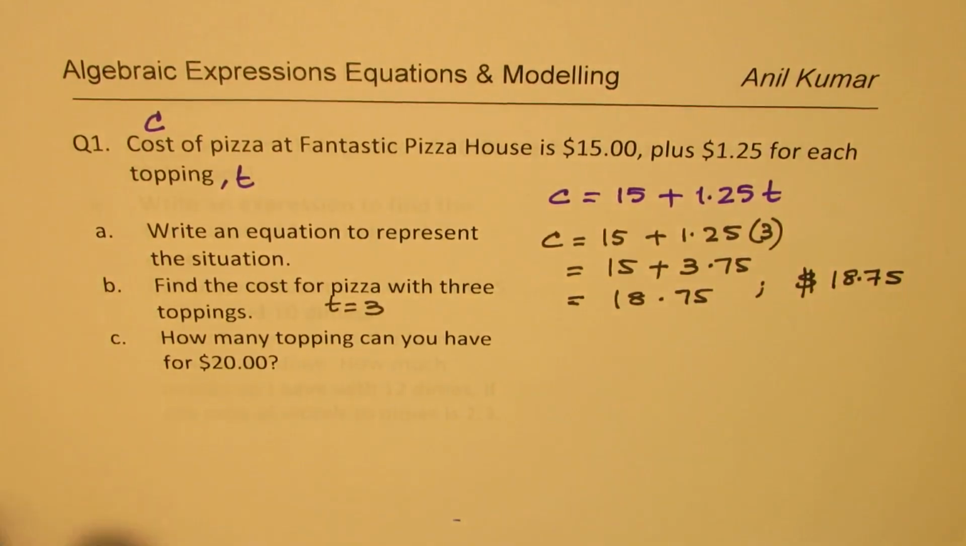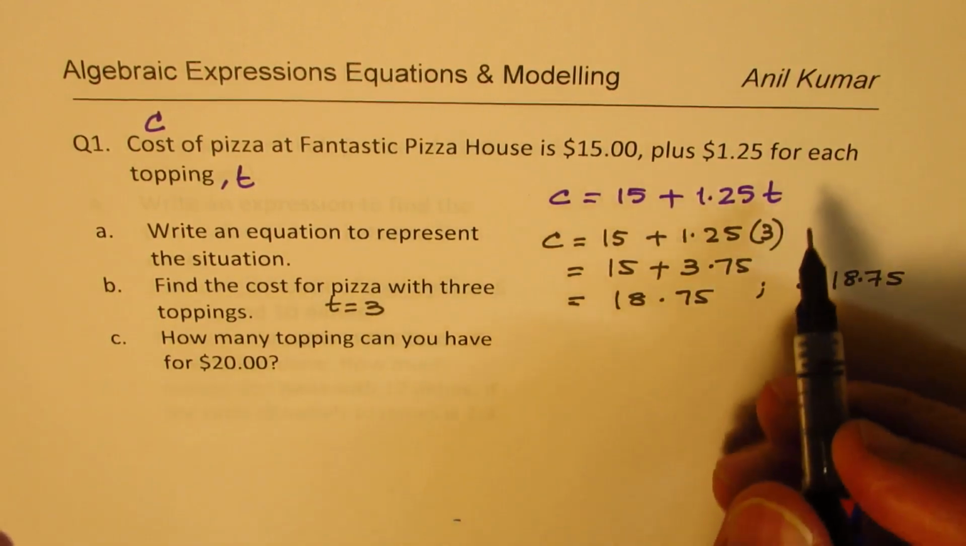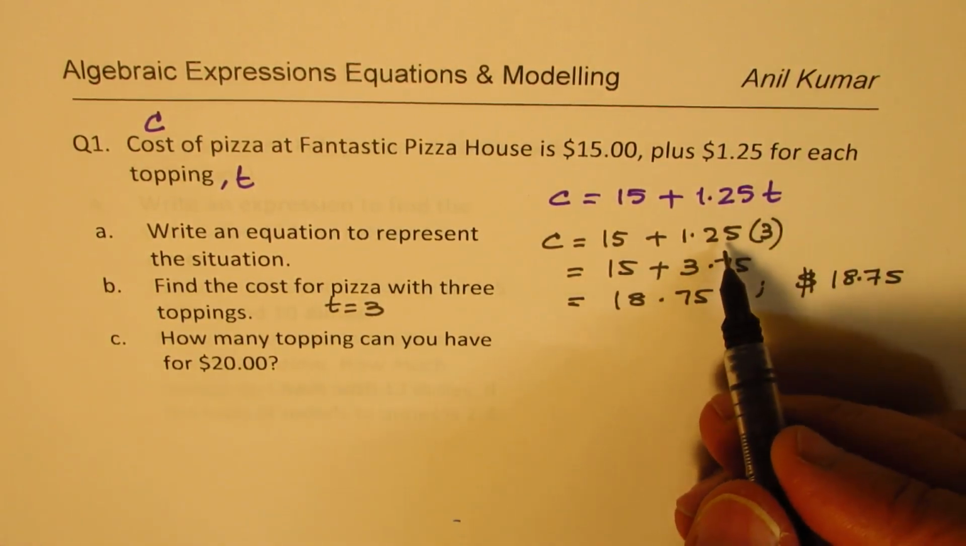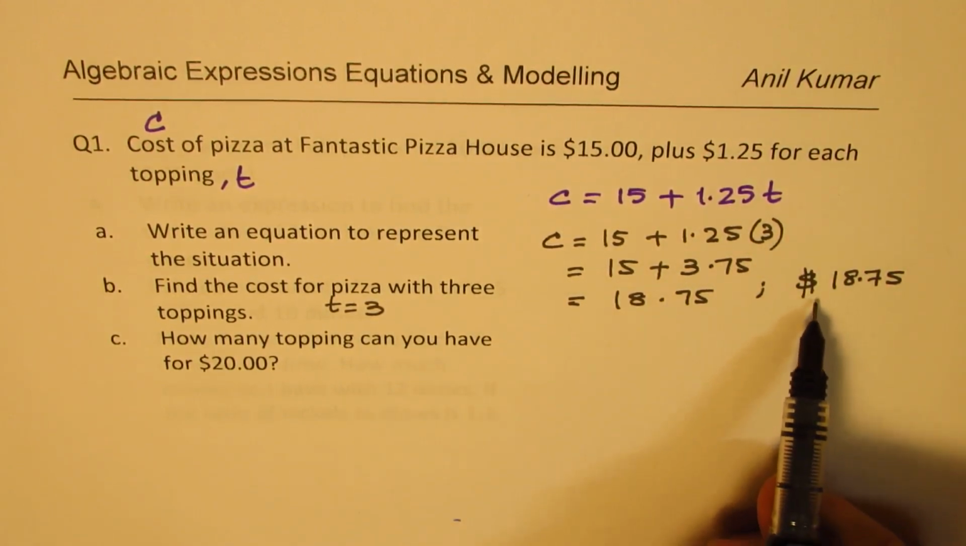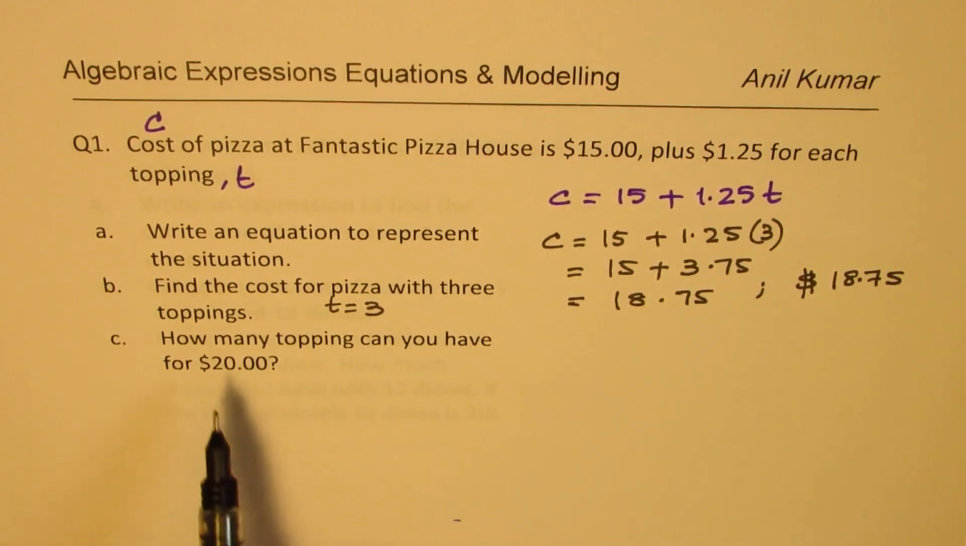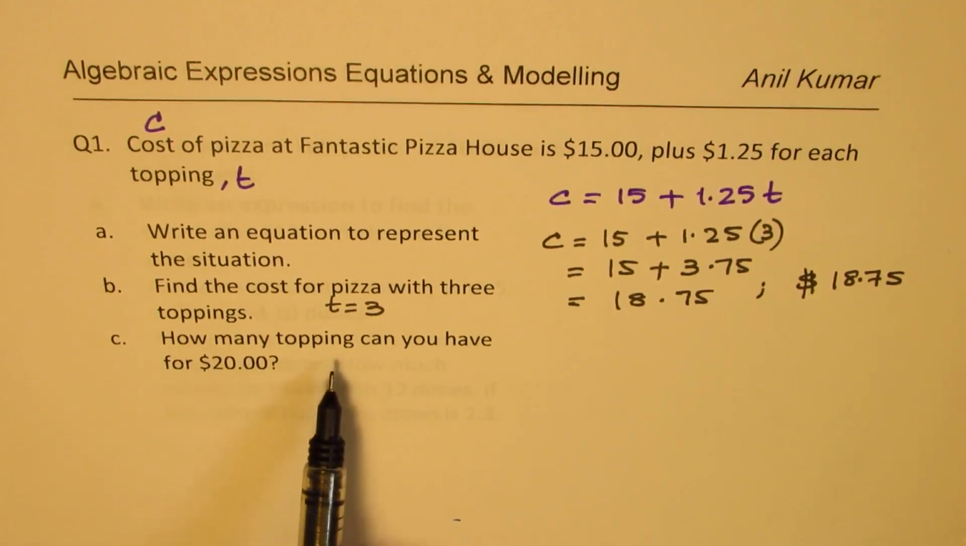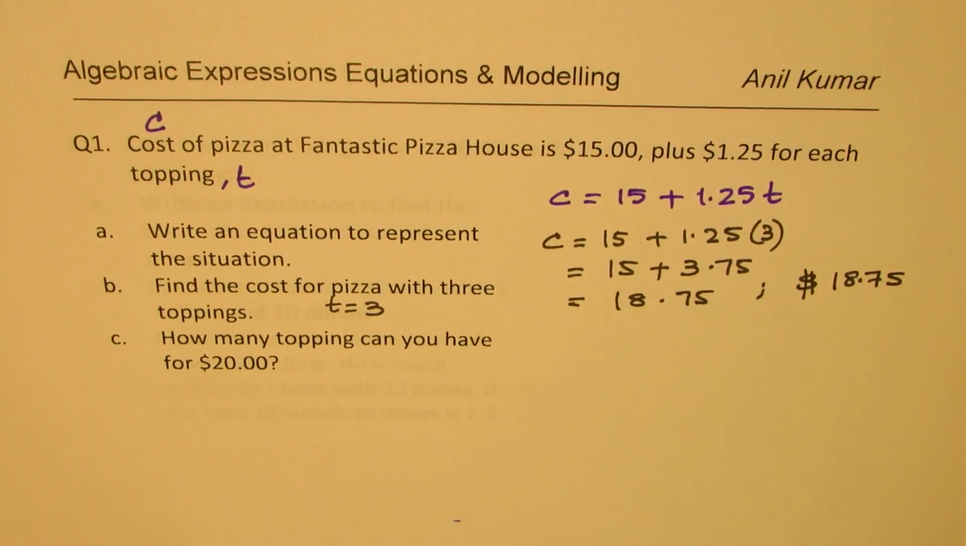So when you check and write down the answer, it should be written with the units. That is very important. When you're doing calculations, then drop the units, right? It becomes cumbersome. So at the end, definitely write down the units. Part C, how many toppings can you have for $20? That is an interesting question. You can actually pause and check it out.